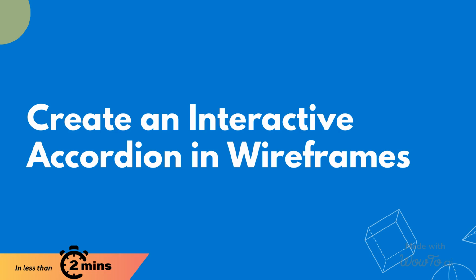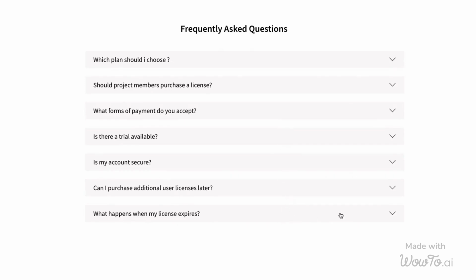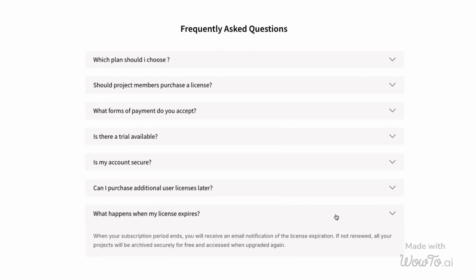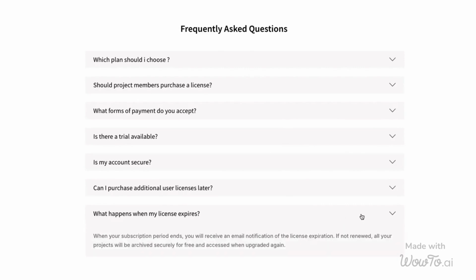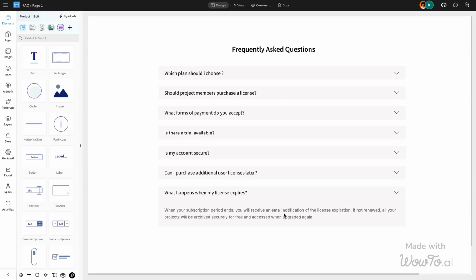Let's learn how to create an interactive accordion in your wireframes. An interactive accordion in a wireframe is a visual representation of a collapsible element that expands or contracts when clicked. It's often used to present a series of related items or information in a compact and organized manner. We'll show you how to create this in MockFlow in under 2 minutes.